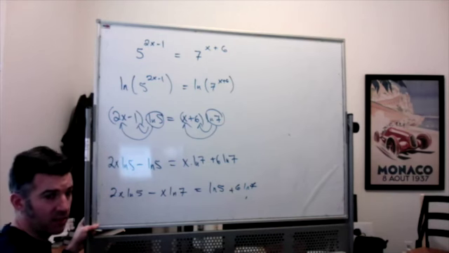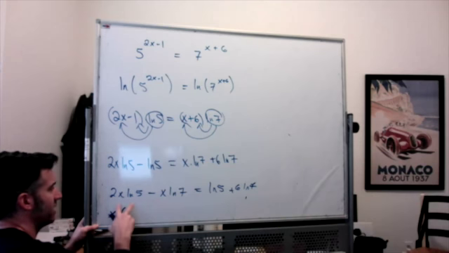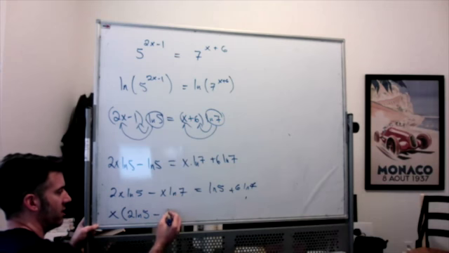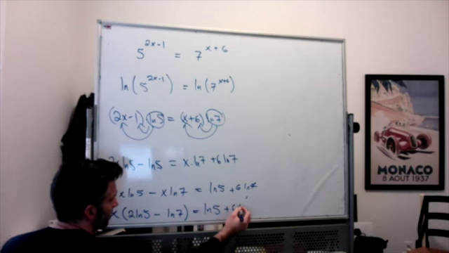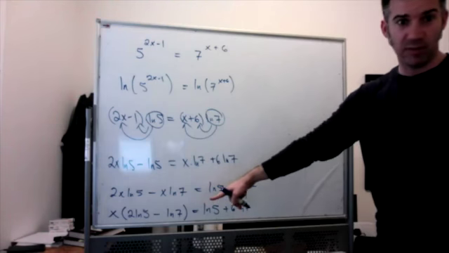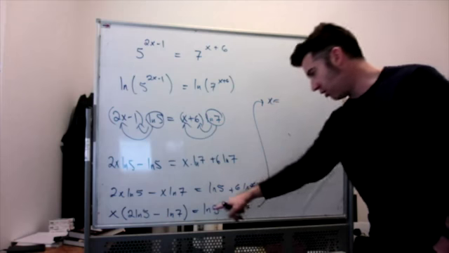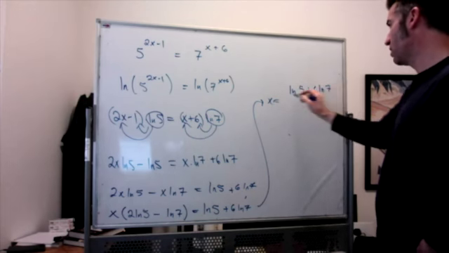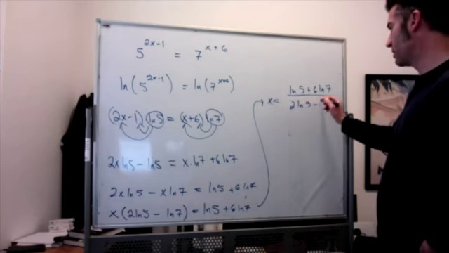Just like the previous example, I'm going to factor out the x. So if I factor out an x, here I'm left with 2 natural log of 5. Here I'm left with 1 natural log of 7. Still equal to natural log of 5 plus 6 natural log of 7. Finally, I'm going to divide both sides by what's multiplying x. So I'm going to end up getting x equal to all of this, natural log of 5 plus 6 natural log of 7, divided by all of that, 2 natural log of 5 minus natural log of 7.